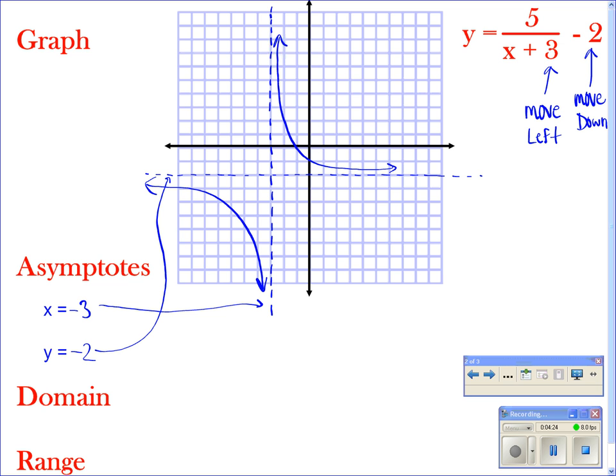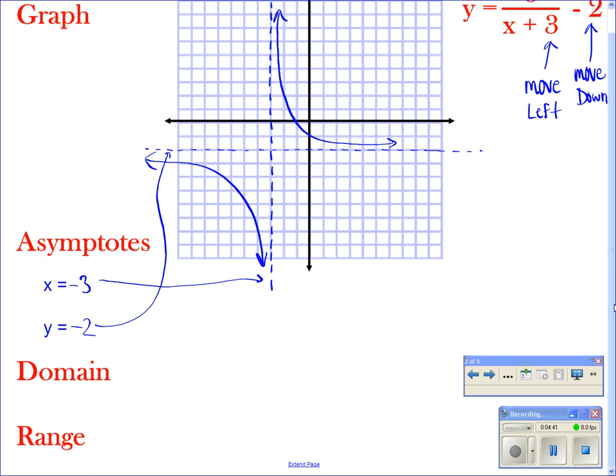And now we just need the domain and range. So remember, the whole purpose of an asymptote and the definition of it is that the graph never ever touches it. It keeps getting closer and closer to it, but it can never cross that line. So looking at domain and range, the domain, remember, is left to right.